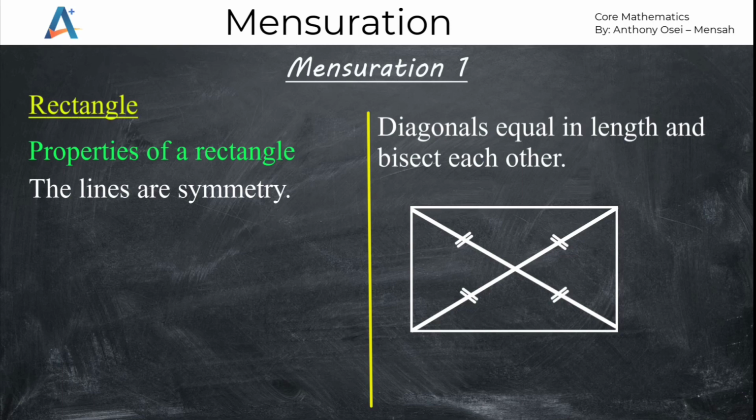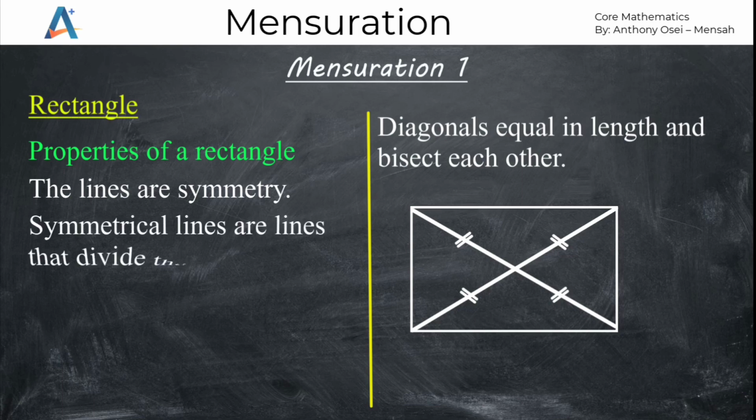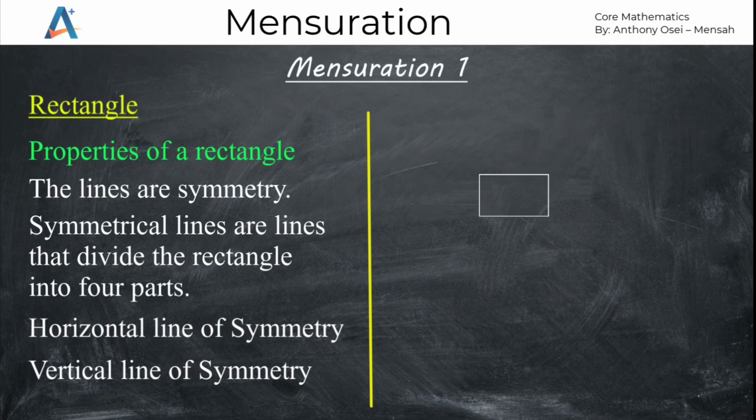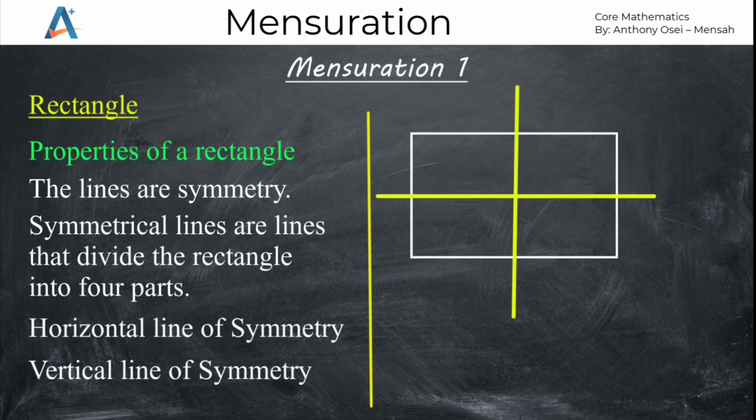Now, symmetrical lines are lines that divide the diagram into two equal parts. So the horizontal line of symmetry and the vertical line of symmetry divide the diagram into two equal parts. So they have two lines of symmetry, that is, the horizontal one and the vertical one. So these are the various properties of the rectangle.